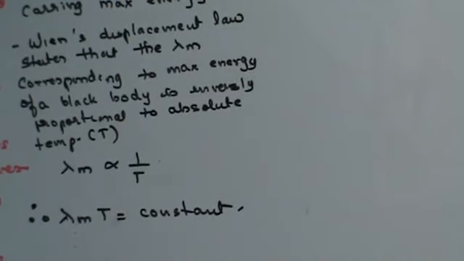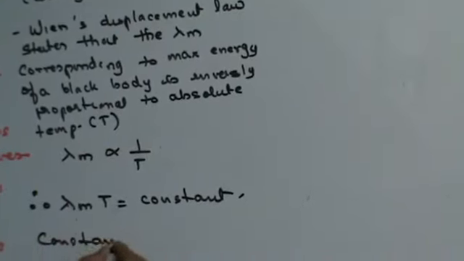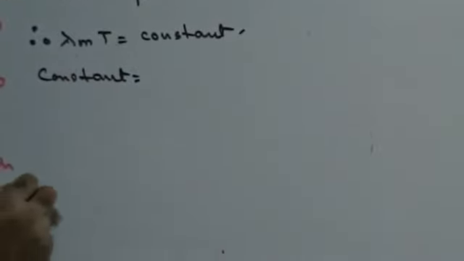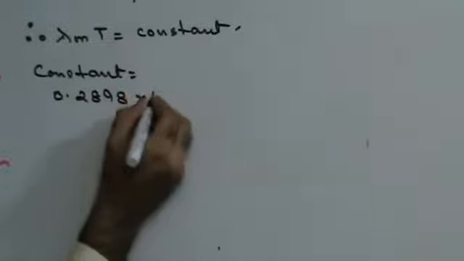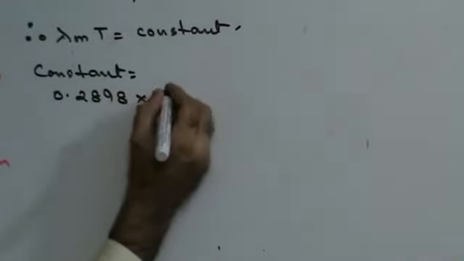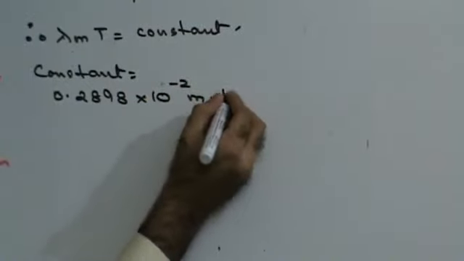Now here we have lambda m is inversely proportional to T. Lambda m into T is a constant, and the value of the constant was determined by a scientist called Wien, and the value of this constant was found to be 0.2898 into 10 raised to minus 2 meter Kelvin.